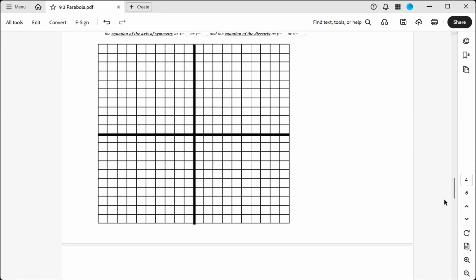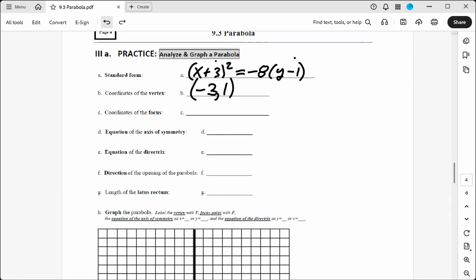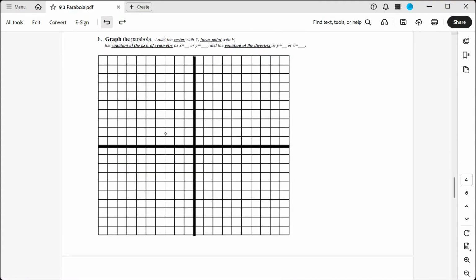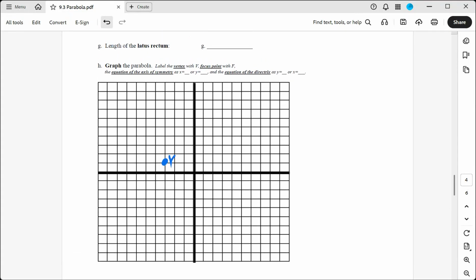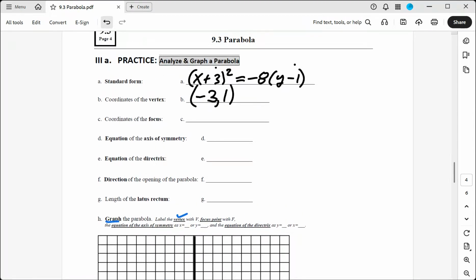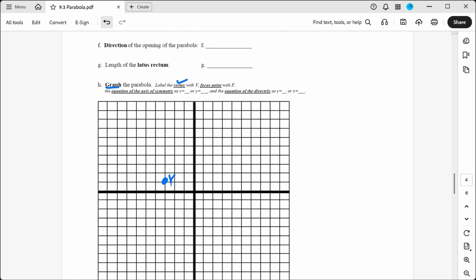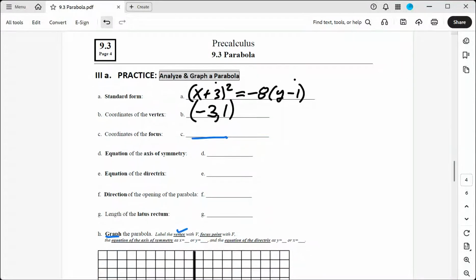And this time I'll switch over to blue. Okay, so -3 and 1. And so that's where our vertex is. Now, notice the directions for graphing it. You have to label the vertex with V, the focus point with F, and then give the equations of the axis of symmetry and directrix. So we need the focus point, and that means we need to know how far up or how far down to go.